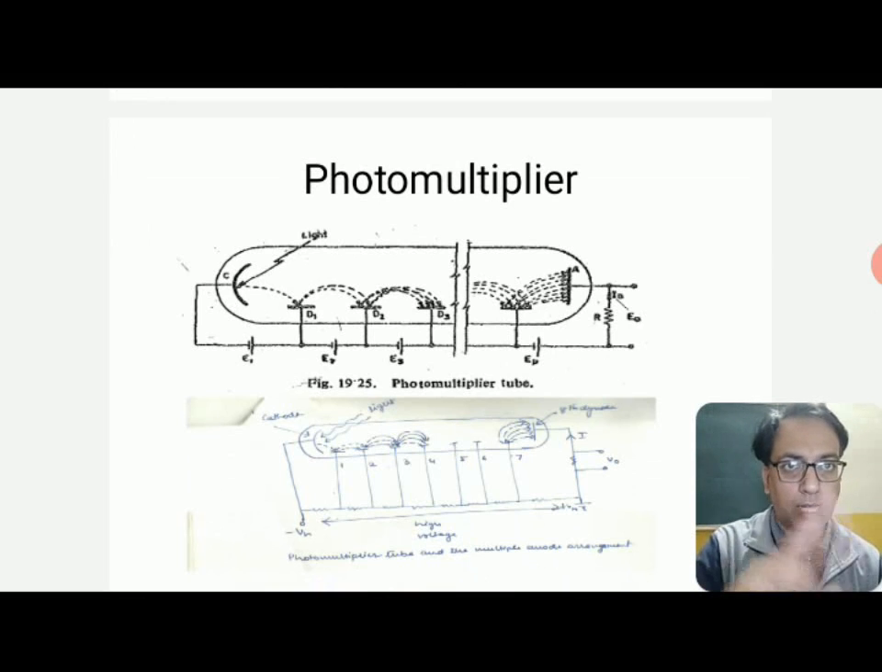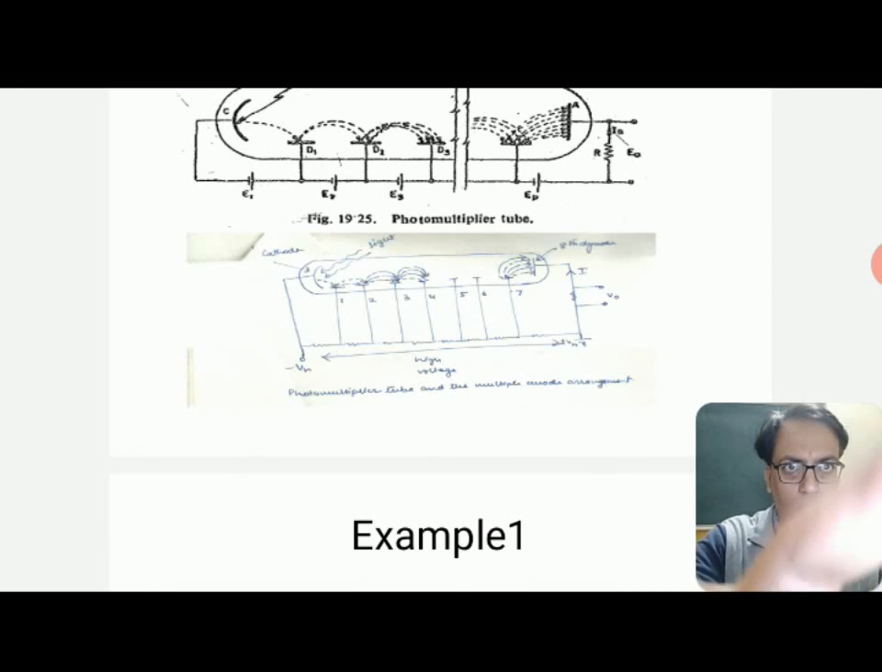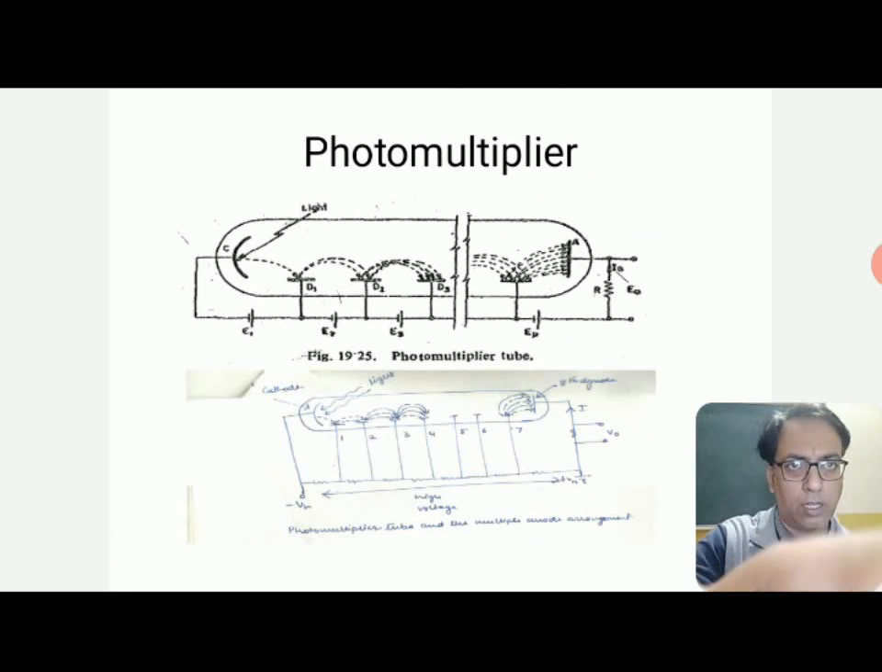You can see that dynode D1 is at some potential and D2 is at another potential. In the above figure we have used separate batteries, or you can use a potential divider circuit as shown in the circuit below. This is how we can improve the photoconductivity by increasing the number of dynodes.